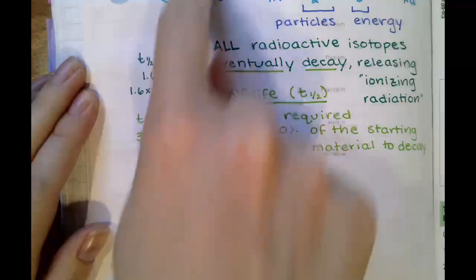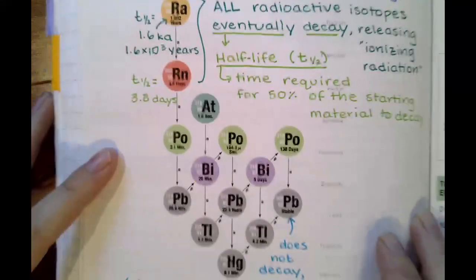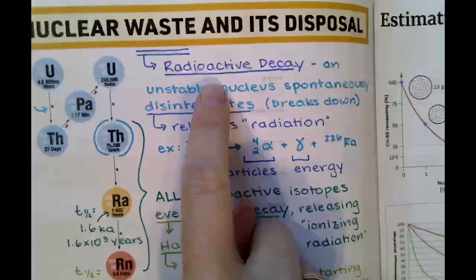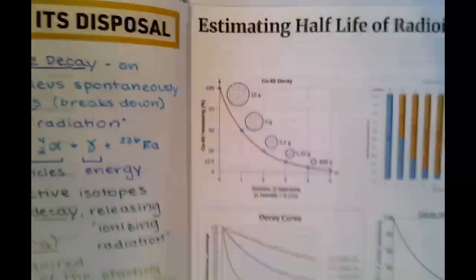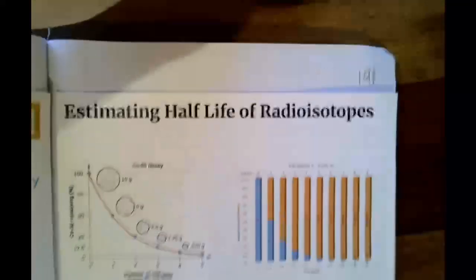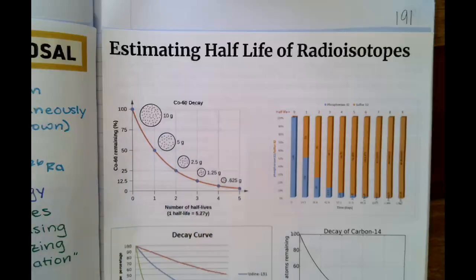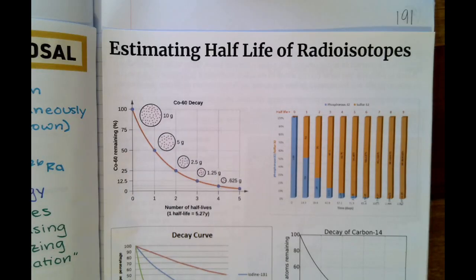So this is a simple diagram of one particular half-life pathway via radioactive decay. But let's take a look at how we can estimate the half-life. You won't normally be given this kind of diagram. You're more likely to see this as a graph. So let's continue on here.